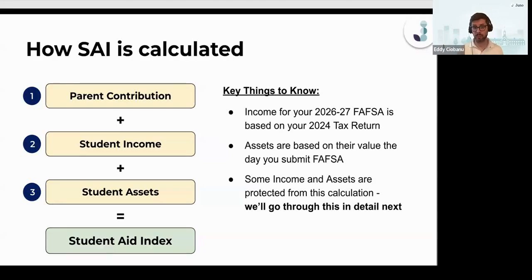Now, very different from that, though, is the asset information. Asset information is based on the value of that asset on the day you submit the FAFSA. And so it is a current value rather than income, which is 2 years before. And there are income and assets that are protected. We'll talk a little bit more about this here.